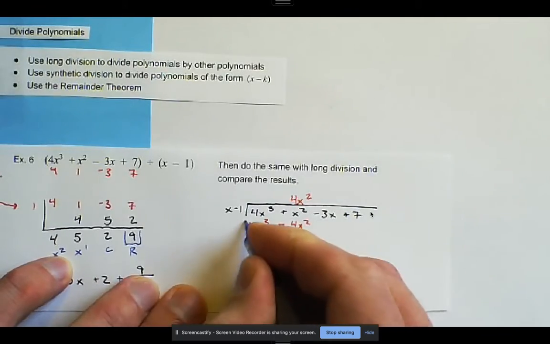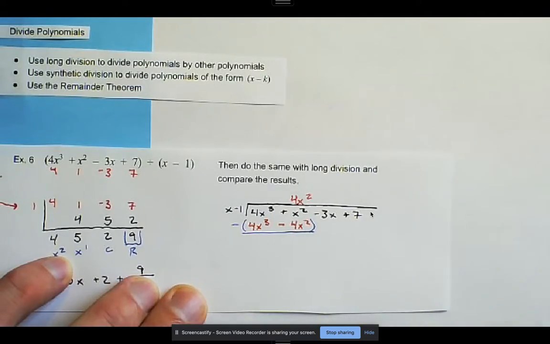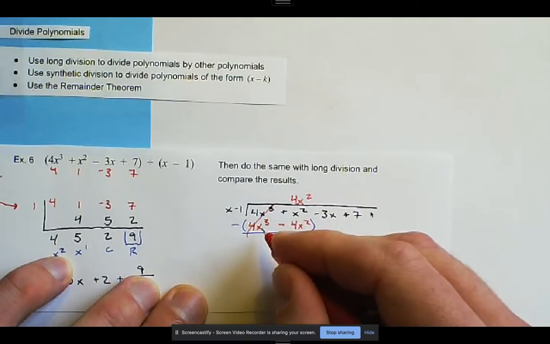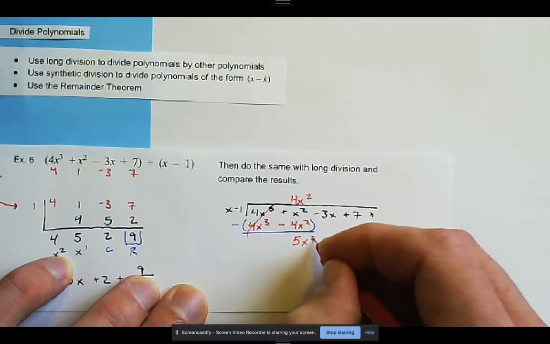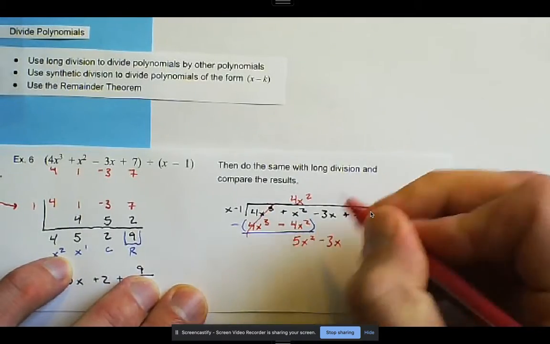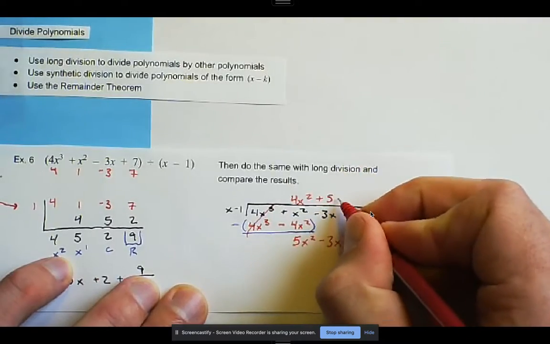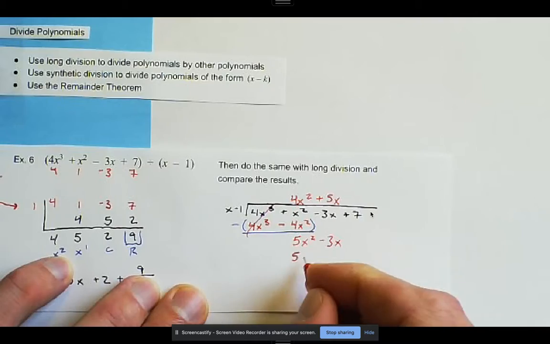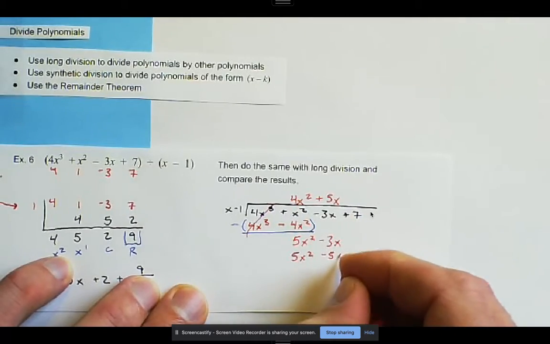And we need to subtract the whole thing. So the good news is our lead term cancels out, and x squared minus a negative becomes addition. So that becomes 5x squared. Bring down the negative 3x. And we need to get rid of our lead term, so we need an additional 5x. 5x times x is 5x squared. 5x times negative 1 is negative 5x.